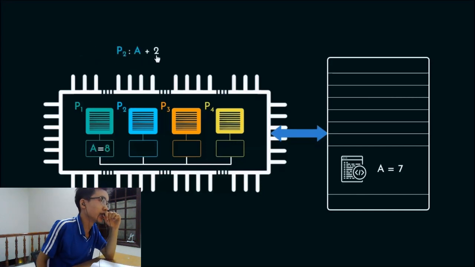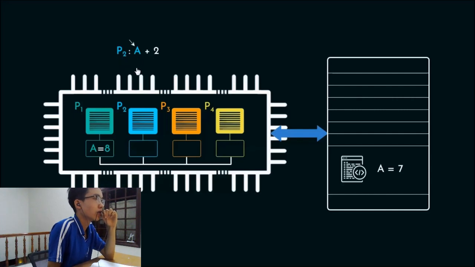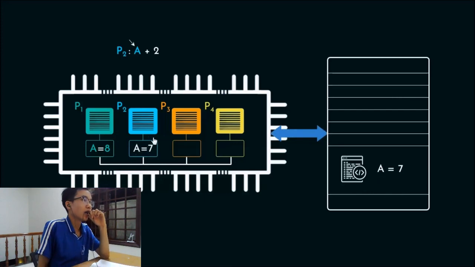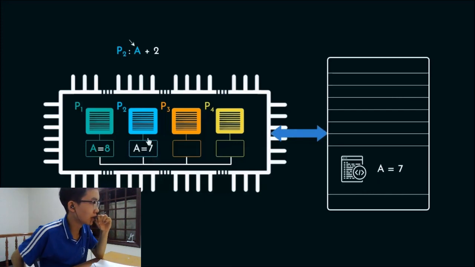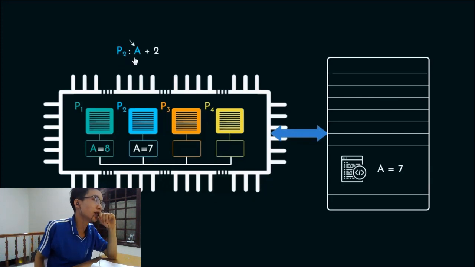However, since it doesn't have the value of A present inside its own private cache yet, it will go ahead and move the global A from the main memory to its own private cache. Now once we have the value A present inside its own private cache, we can go ahead and perform the operation which we want to perform. That means we increment the value of A by 2, and A becomes 9.